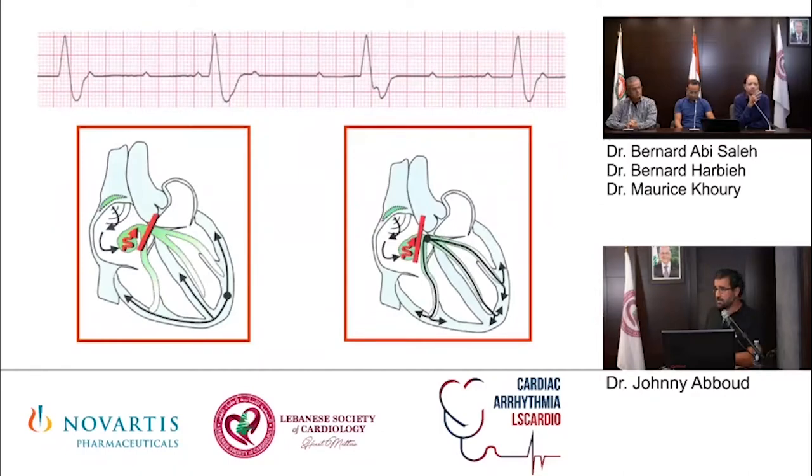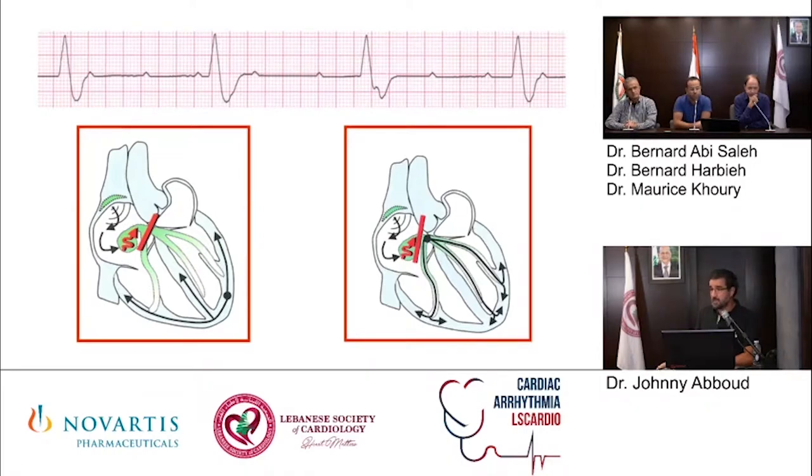And the third one, the complete AV block: you will have complete dissociation between the P and the QRS. So you will see the P waves, fast P waves at a certain rate, here about 100. And then the escape. So no conduction, but an escape coming from the ventricle.